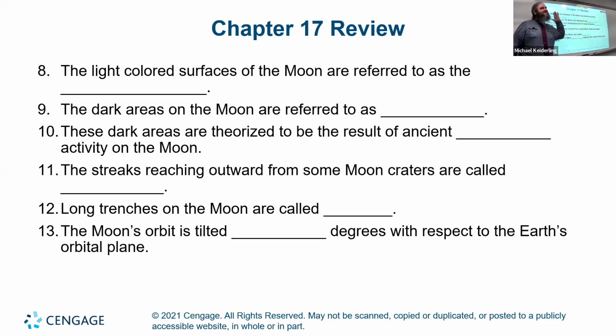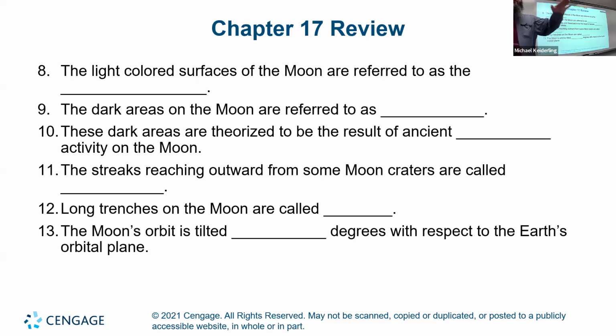They're literally higher up. And these dark areas are theorized to be the result of ancient volcanic activity on the moon. They're large impact craters that flooded with lava, which cooled to form these dark areas. And the streaks radiating outwards from some moon craters are called rays. The long trenches on the moon are called rills.